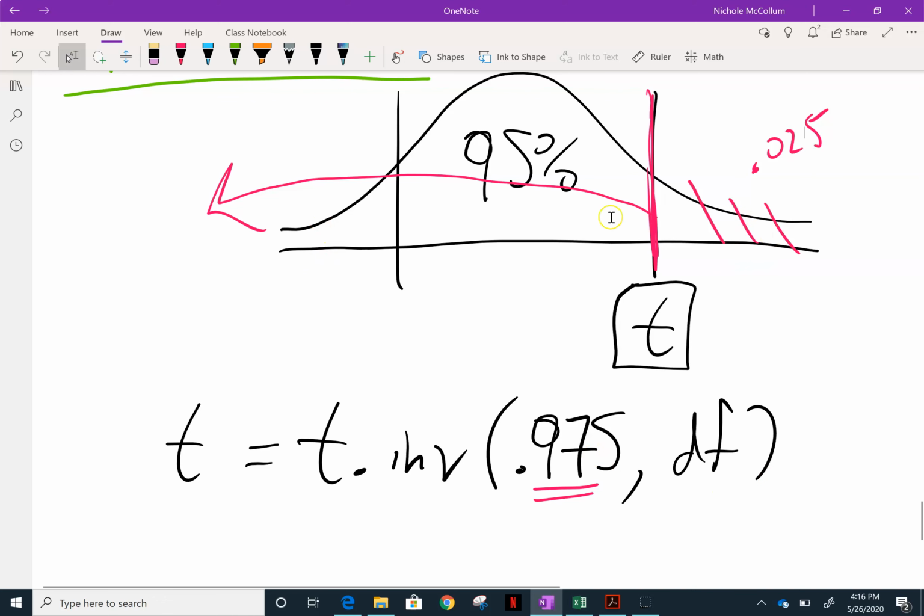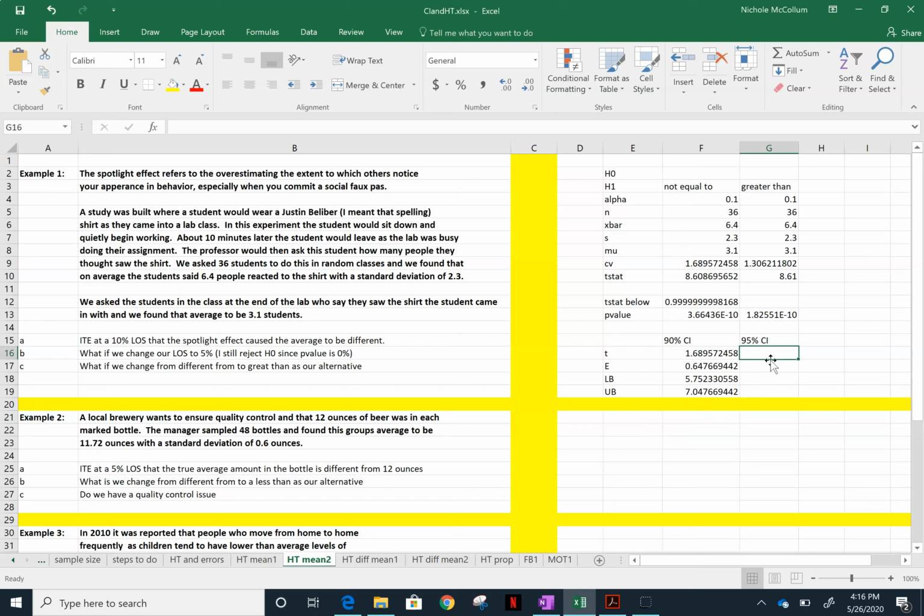2.5, 2.5, make 5. 95 is in the middle, leaving 5 on both sides, divided by 2. So 2.5. So this is 975. And that's what I'm going to put in Excel.